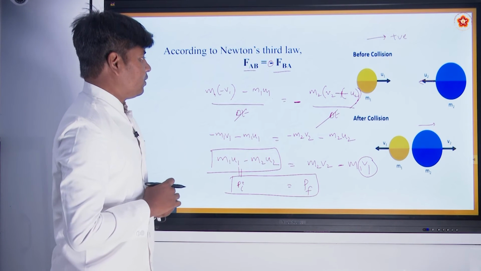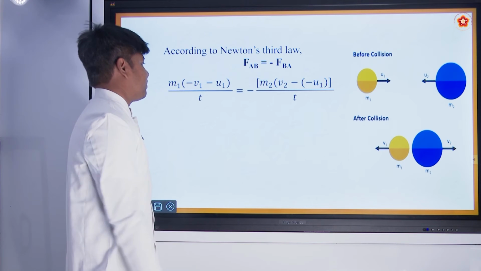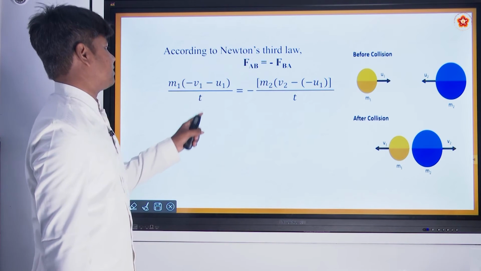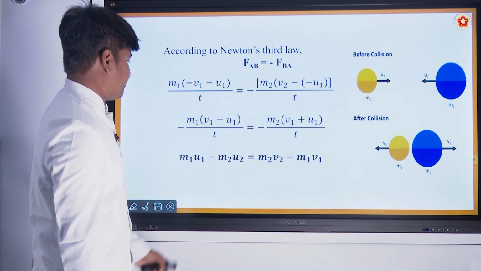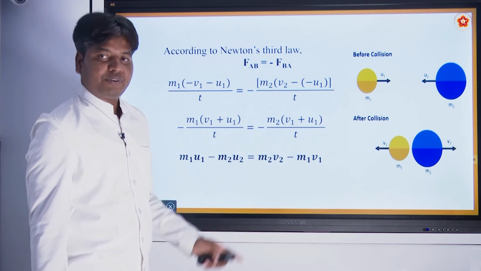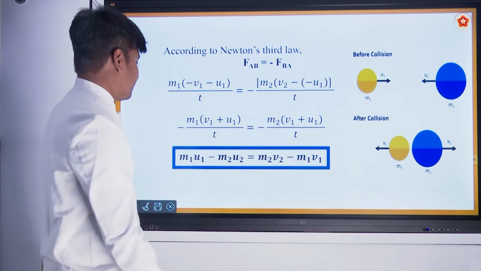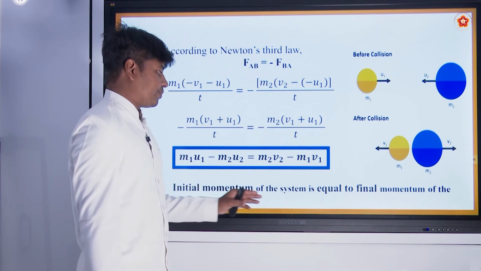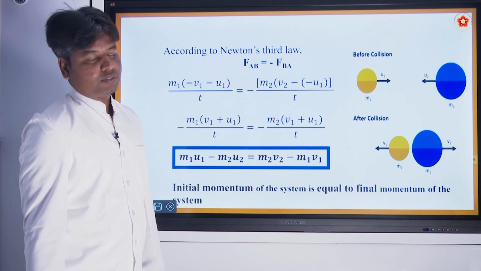All right. So here is our working. So m1 into minus v1 minus u1 by t is equal to the same thing I have done, and we land up with m1 u1 minus m2 u2 equal to m2 v2 minus m1 v1. So this is the law of conservation of momentum in the isolated system. Initial momentum of the system is equal to the final momentum of the system.